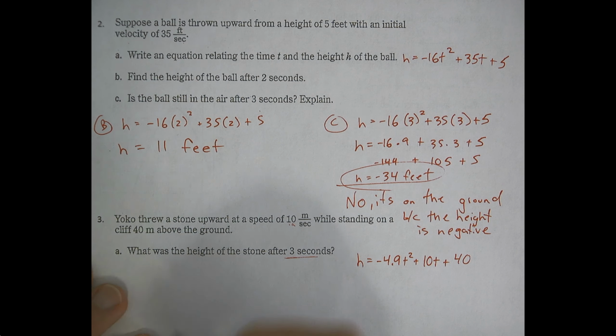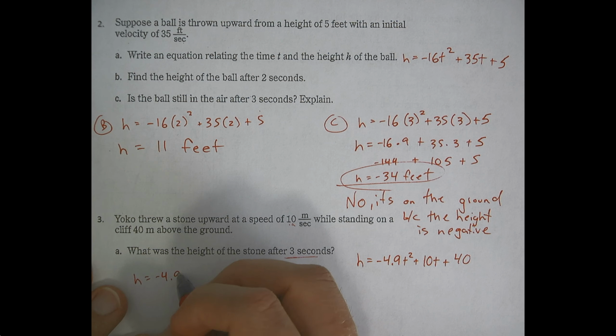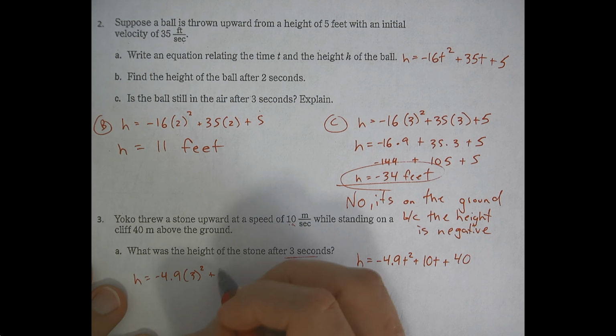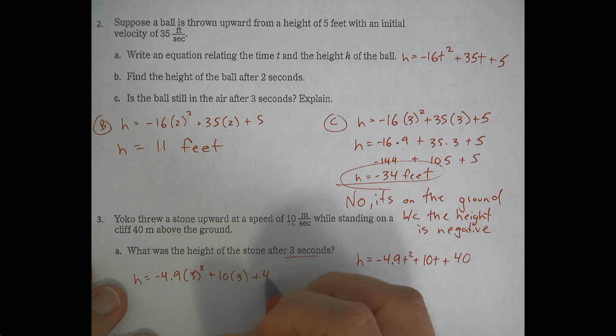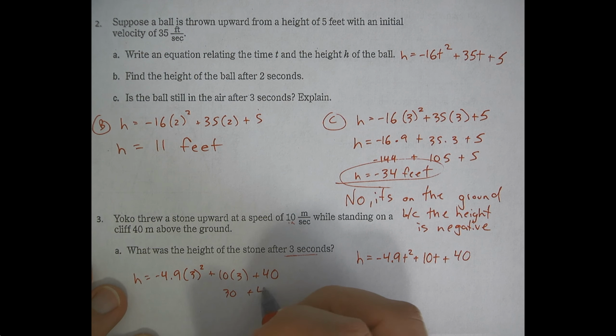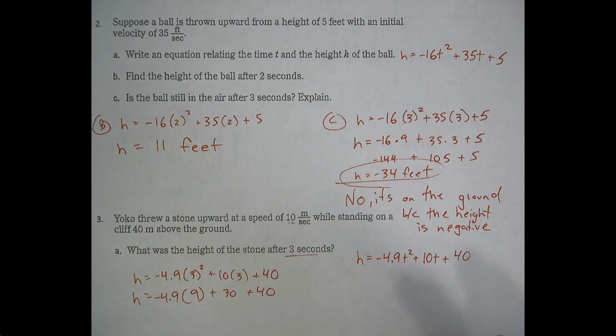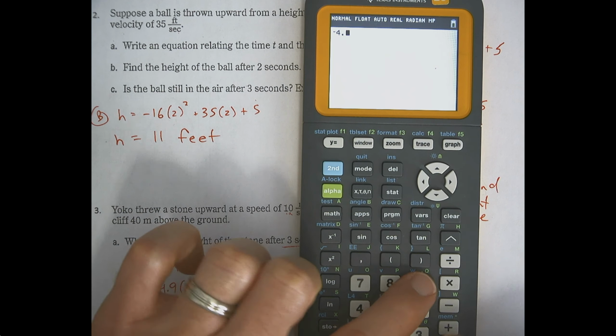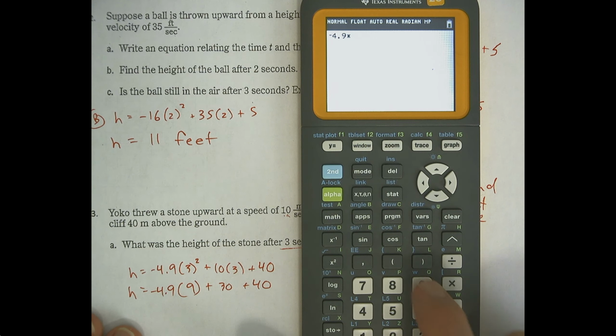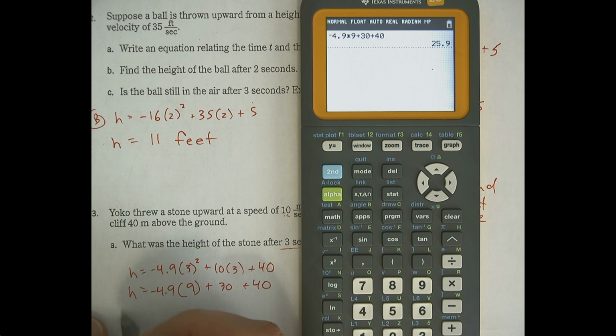So we're just plugging 3 in here. So negative 4.9 times 3 squared plus 10 times 3 plus 40. So this will be 30 plus 40. 3 squared is 9, so it's 9 times negative 4.9. So negative 4.9 times 9 plus 30 plus 40, 25.9 meters. Flip it over.